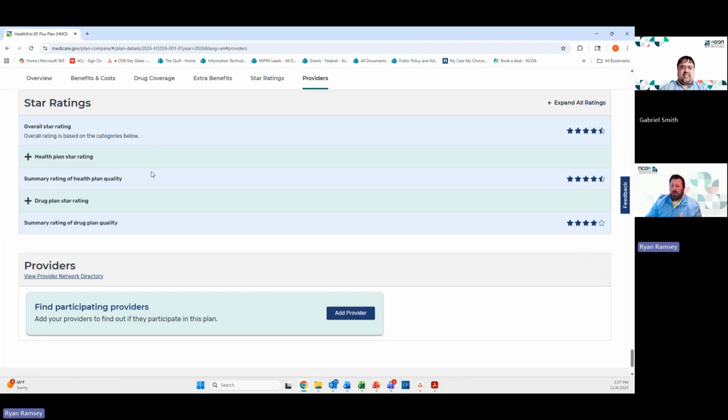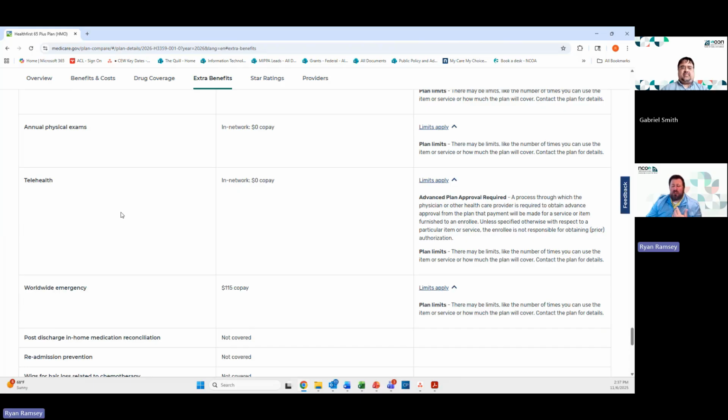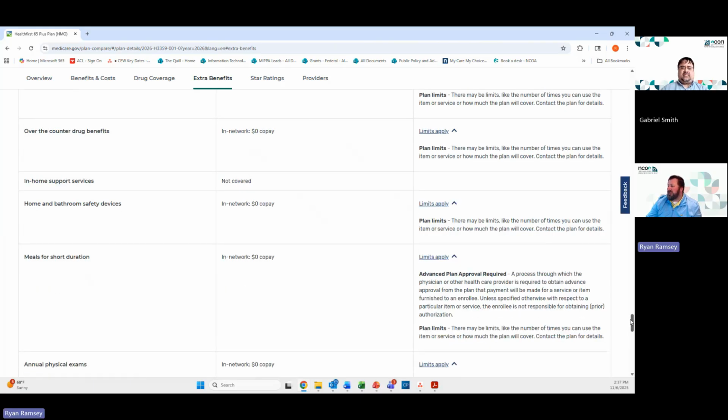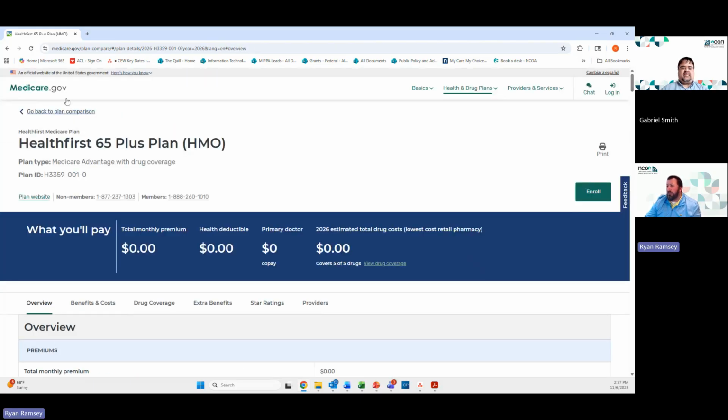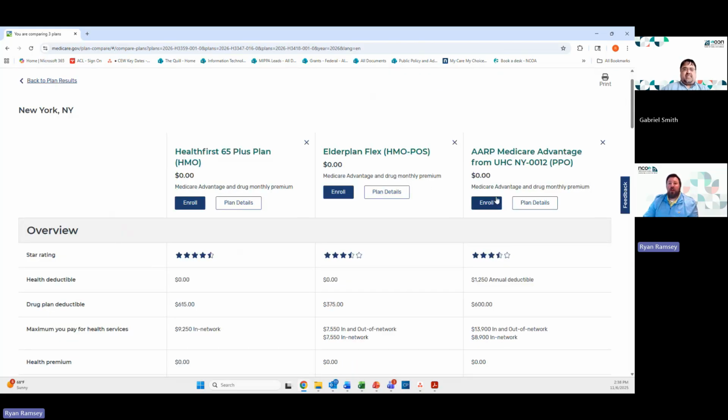I mentioned earlier, if my drug plan is $0, how do I really determine which plan is best for me and which one is not? What we're going to have to do is look at the health plan benefits to try and determine that as well. So I'm going to ask Gabe a couple of questions about this person to try and gauge what I can about their health needs.